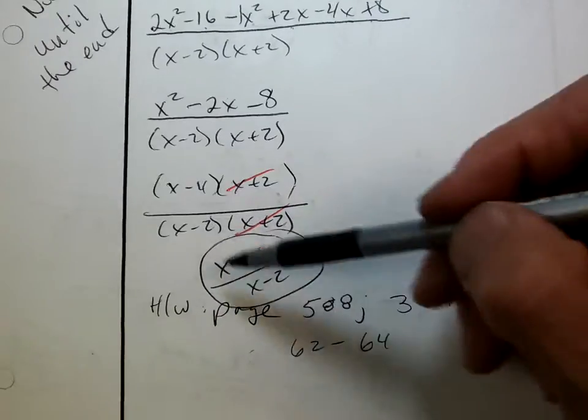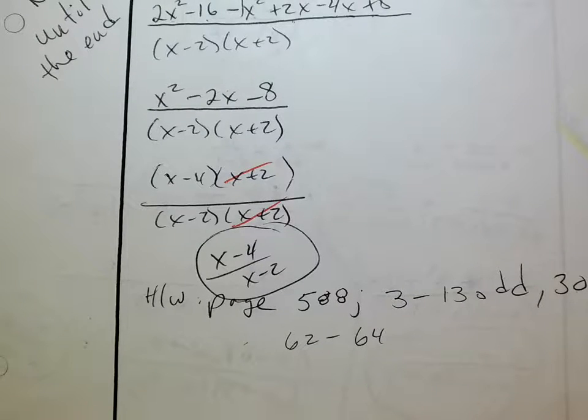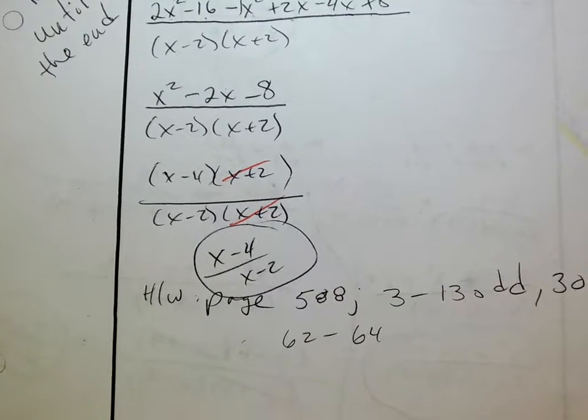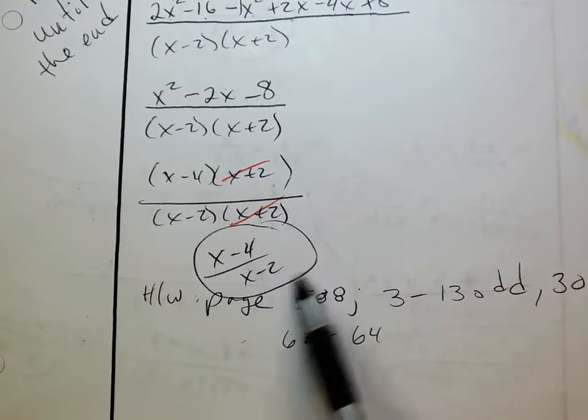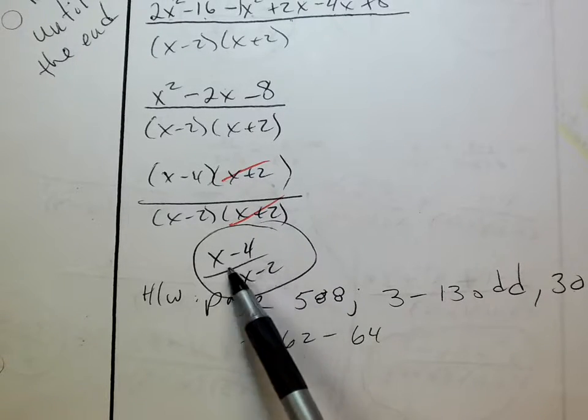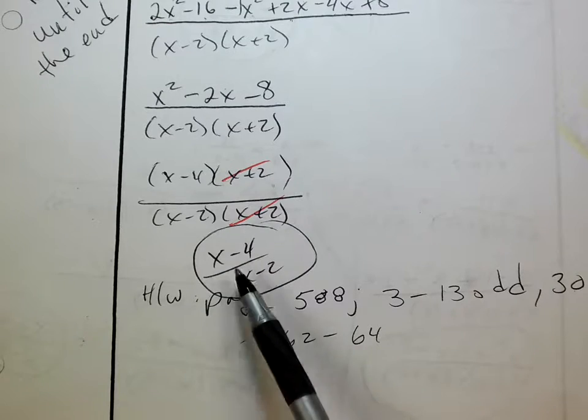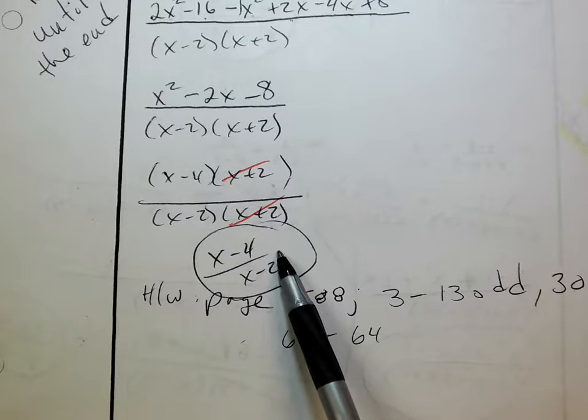Don't cancel the x's. Don't cancel the 4's. Do not cancel these, okay? Do you know why? You have all of this divided by all of this, okay? You have to be able to subtract them before you can divide them. And you can't subtract them, right?